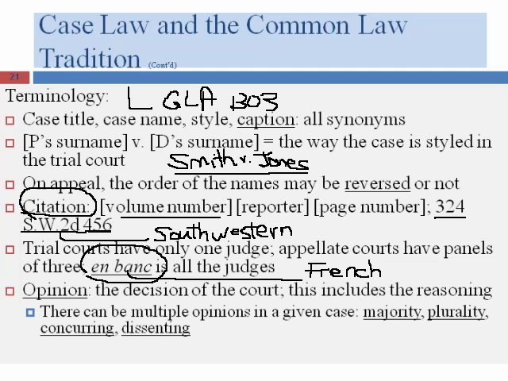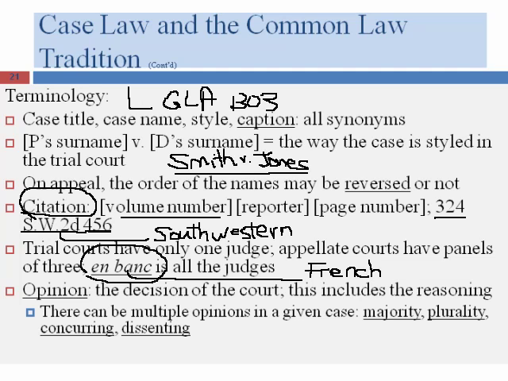Now, you can request en banc review, but it's rarely granted, because you can imagine how inconvenient it is to get all the judges together. It's likely only going to be granted when the other judges kind of agree with you. Hey, wait a second. What is this? What are these three idiots doing? Why do they make this ruling?